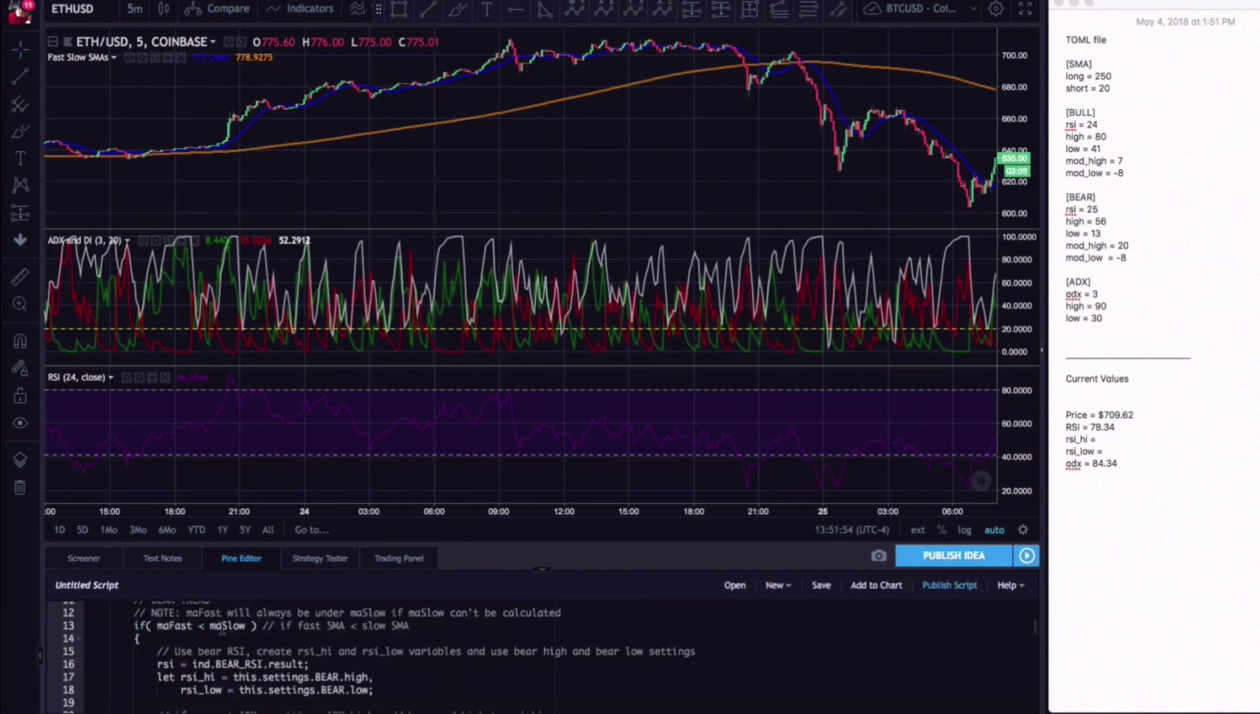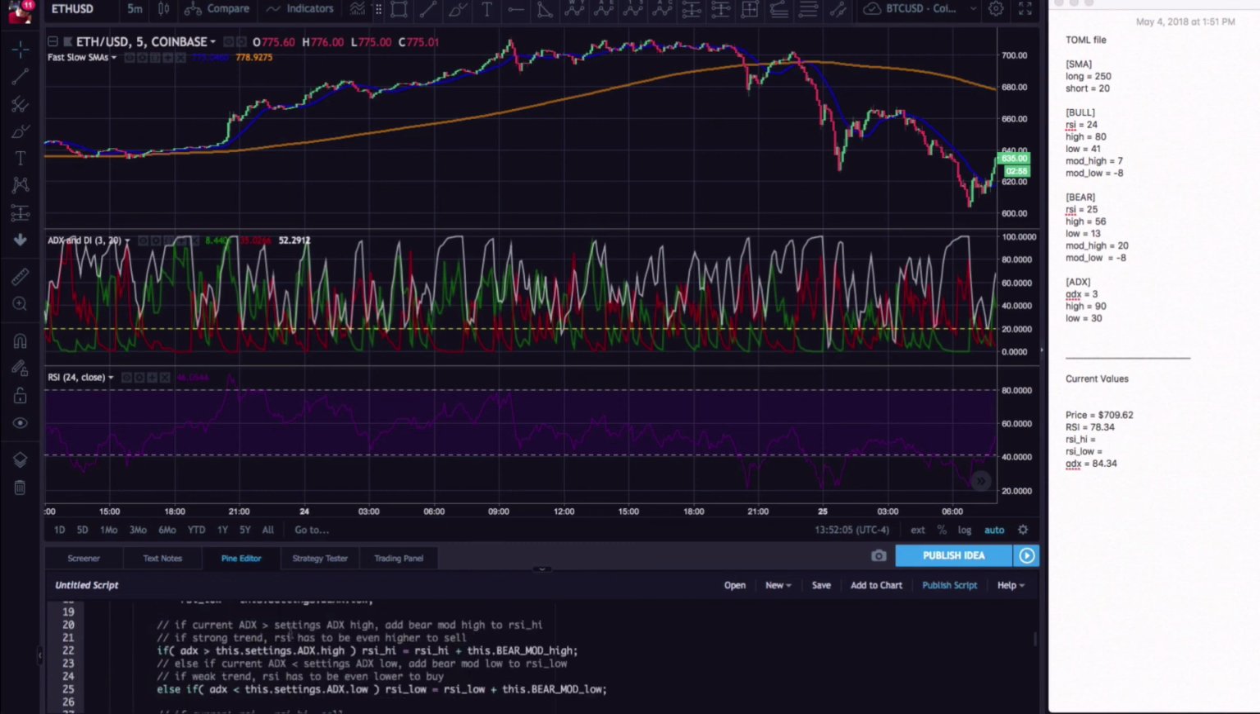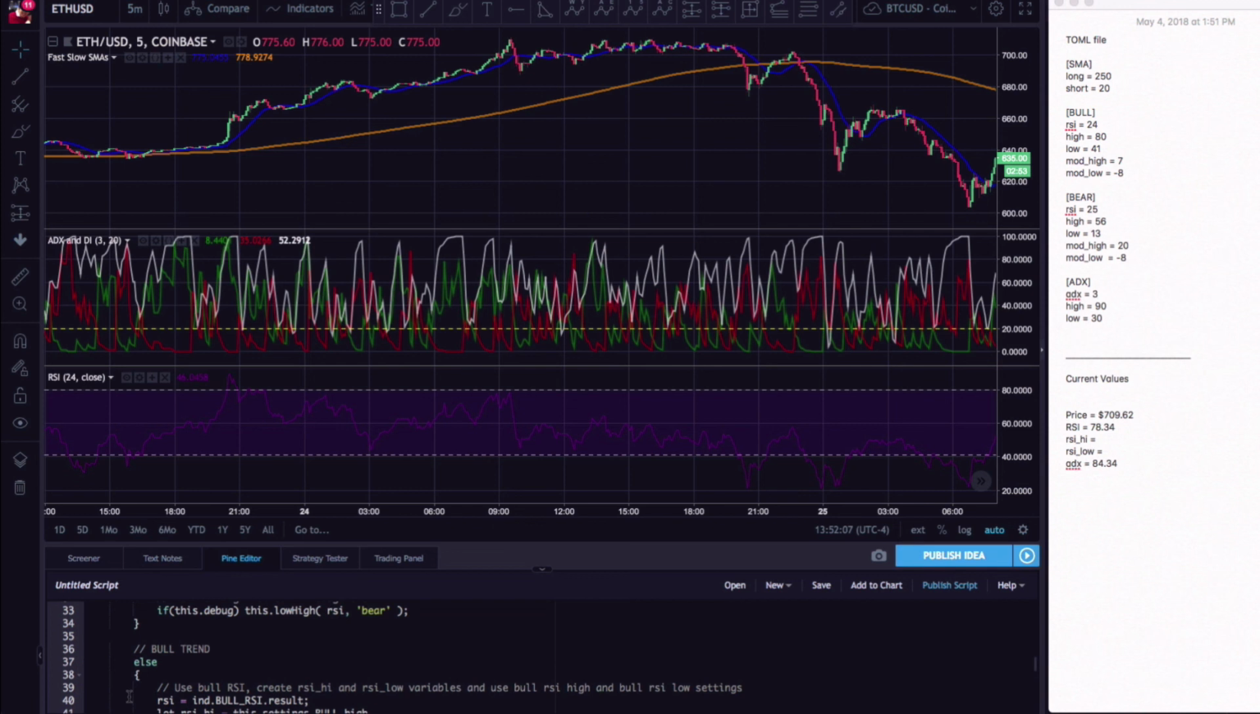And then it goes to the first if condition. So if fast SMA is less than the slow SMA, which is not the case, so this is for the bear trend. Again, we're not doing the bear trend, we're doing the bull trend, so we're going to skip all the way down to else, bull trend.